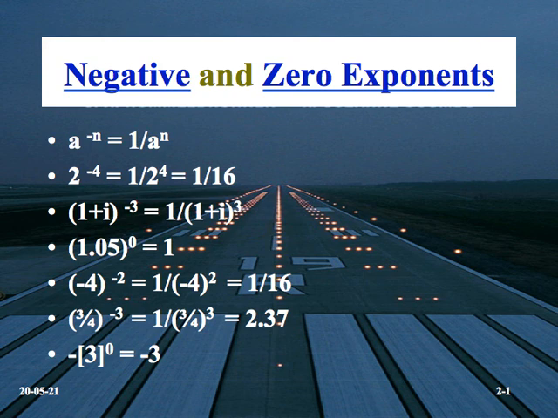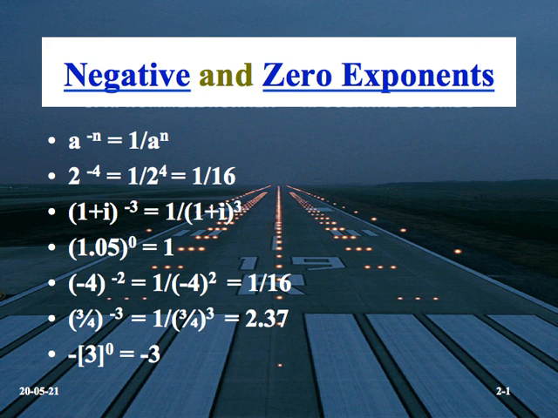Example number 5, negative 4 to the negative 2 power becomes 1 over negative 4 to the second power, which becomes 1 over 16. It is important to remember that the sign for the base does not change and is still negative. The next example is 3/4 to the negative 3 power, which becomes 1 over 3/4 cubed, which becomes 1 over 0.75 cubed, which becomes 2.37. The fraction is converted to a decimal, and then the exponential expression is expanded to its solution.